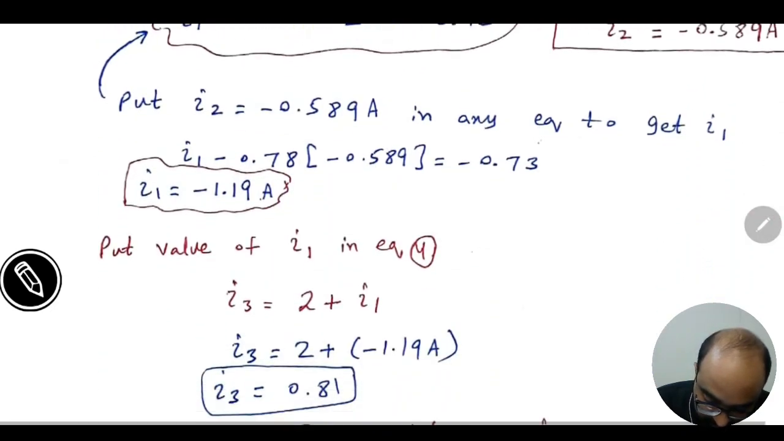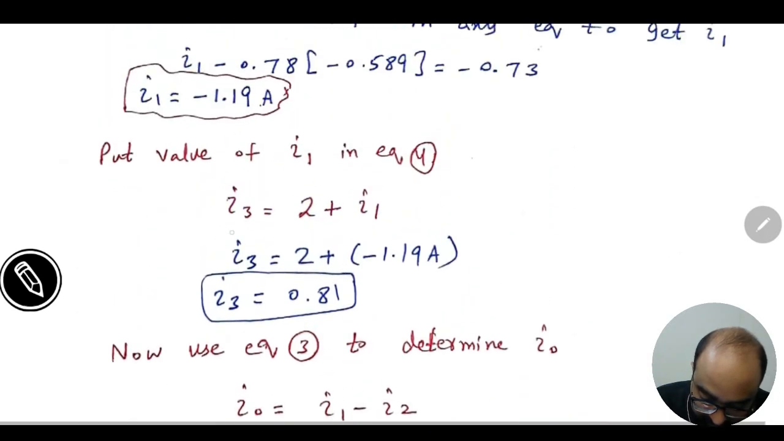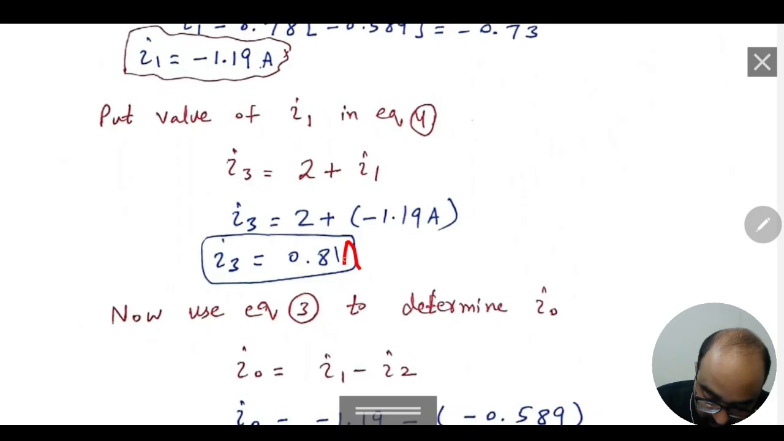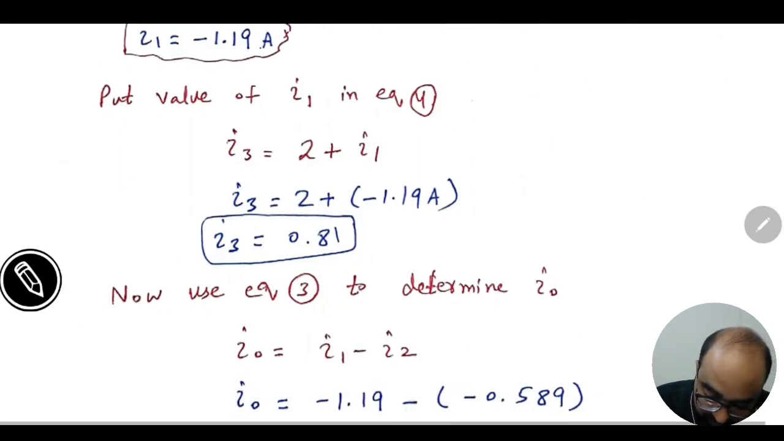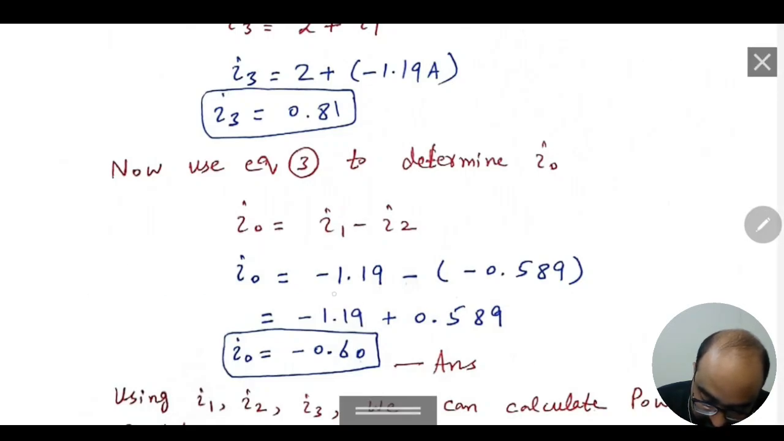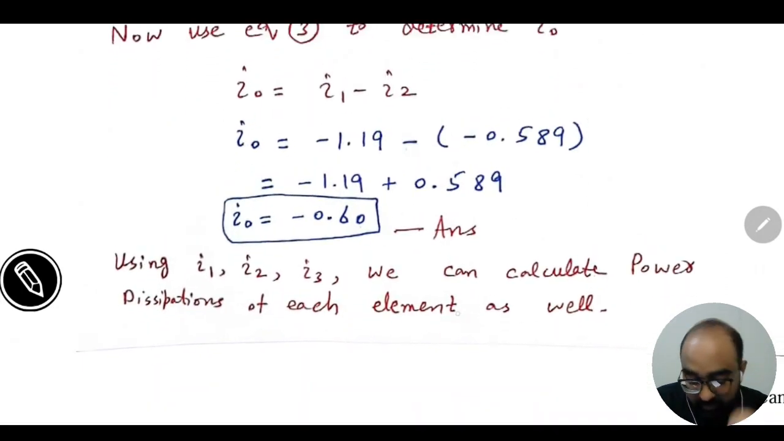Here comes the remaining part. Here I3 is equal to 2 plus I1, so I3 is equal to 0.81 ampere. You have to write the unit along with it. Don't forget it. And similarly, using equation 3, we will determine the value of I0, which is minus 0.60 ampere. I forgot to write ampere. Please don't forget this, as in an examination forgetting the unit will result in deduction of marks.